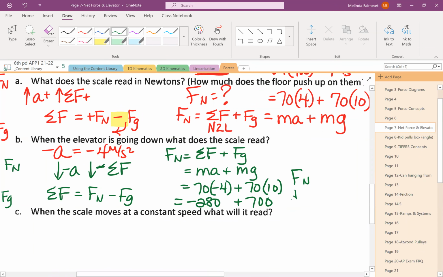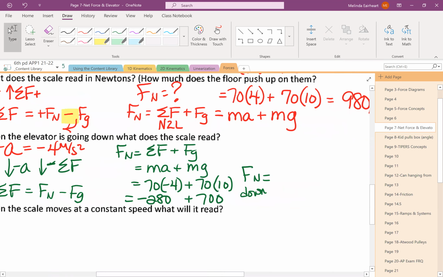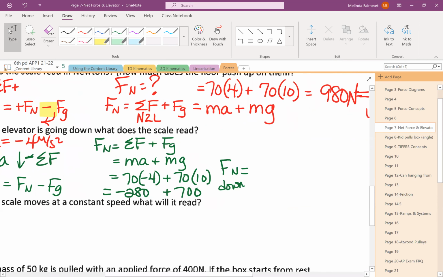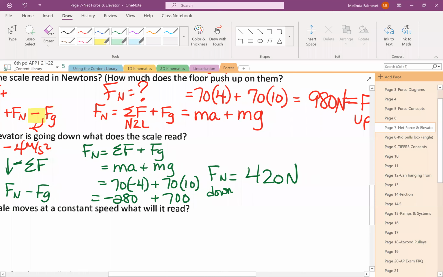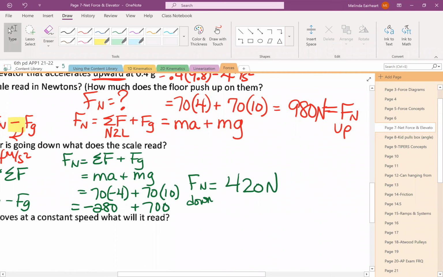Normal force on the way down, the bathroom scale would read what? Say it louder. 420, okay? Newtons, okay? So on the way up, 980. On the way down, 420. If I was standing on the ground on the scale, it would read what? Actual weight, 700, in between, right?